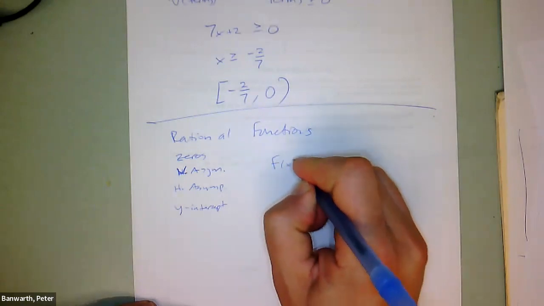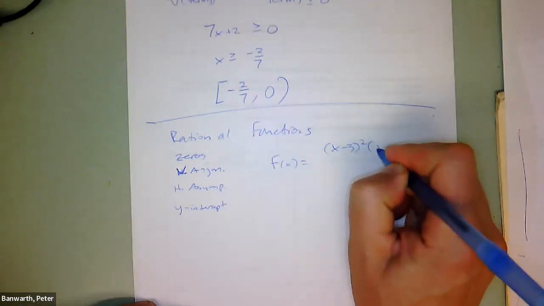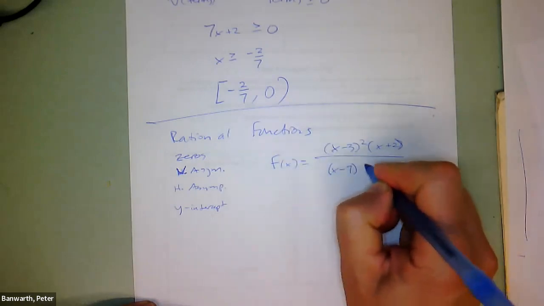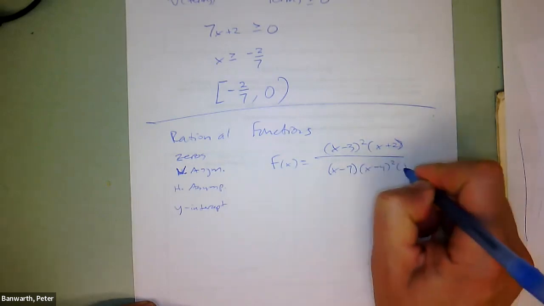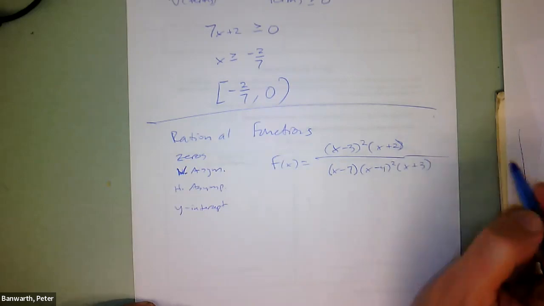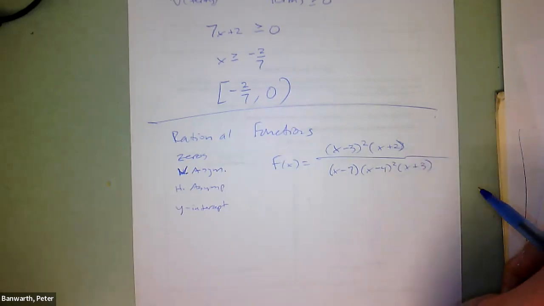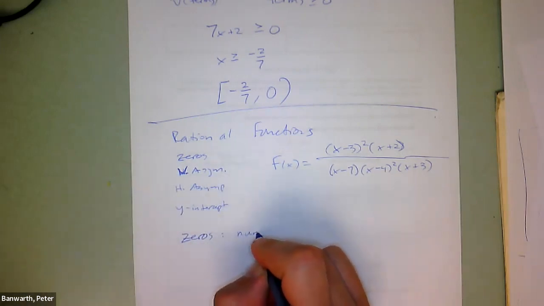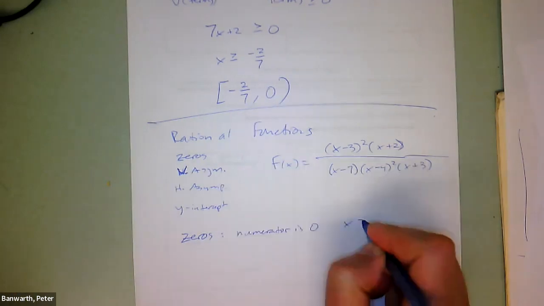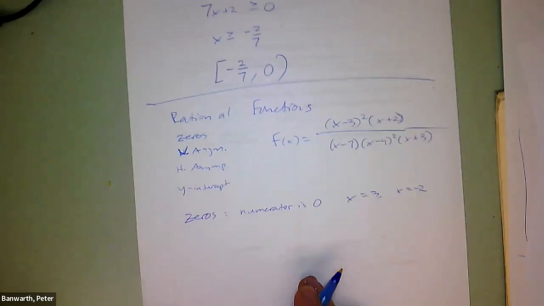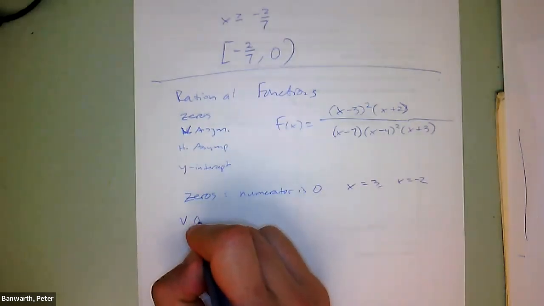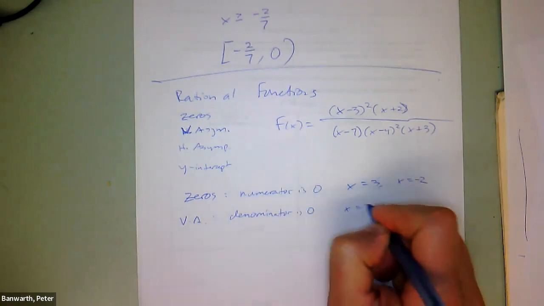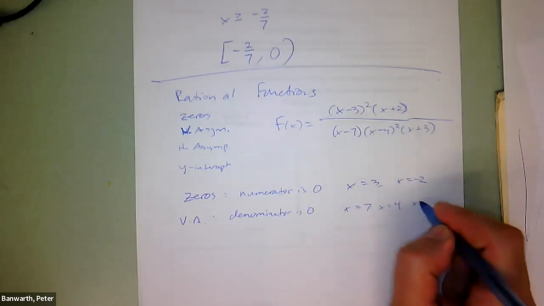So if I have a function f of x equals x minus 3 squared times x plus 2, all divided by x minus 7, x minus 4 squared, and x plus 3, I can figure out a lot of information from this. I can find the zeros, which are when the numerator is 0, so x equals 3 and x equals -2. I can find the vertical asymptotes, which is when the denominator is 0, so that's x equals 7, x equals 4, and x equals -3.